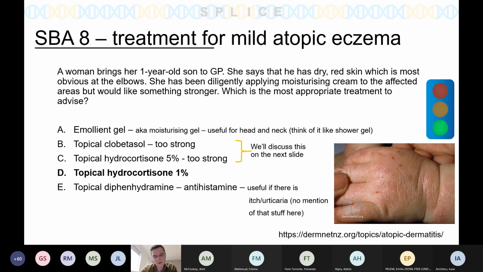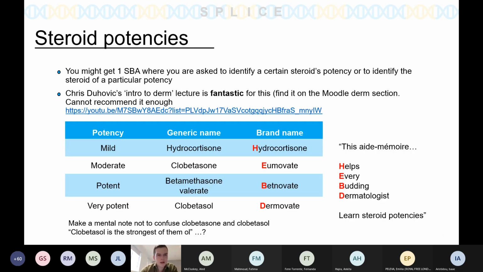And there's a picture of what it looks like. We'll mention this briefly again. Shout out to Chris Duovich. He's got a sick lecture. A really good mnemonic is help every budding dermatologist. So that's hydrocortisone, Eumovate, Betnovate, Dermovate, which are, again, brand names.